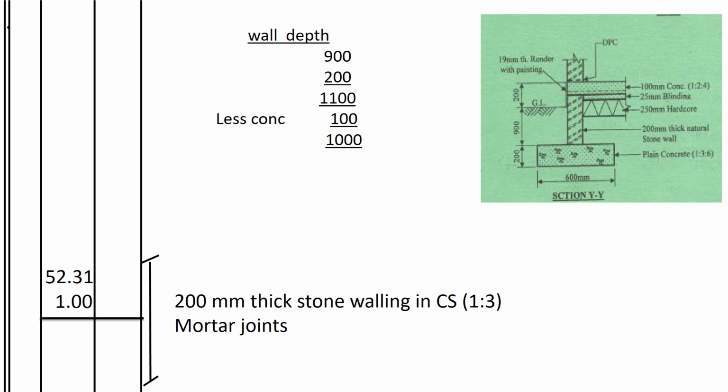Then we shall deduct 100 millimeters of concrete to get the depth of the wall. So 900 below the ground plus 200 above the ground, 1100. Then we subtract 100 millimeters for the concrete. We remain with 1000. So the depth of the wall is 1000. So we shall take center line times 1000 depth. 200 millimeters thick stone walling in cement sand, ratio 1:3 mortar joints.